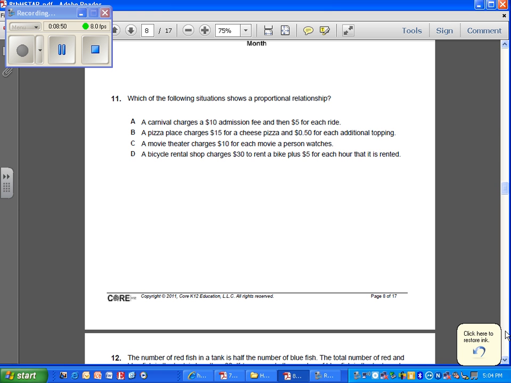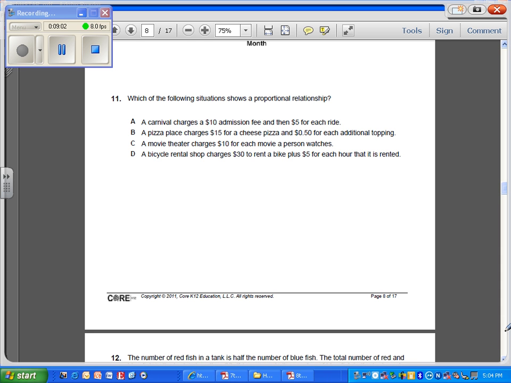Okay, number 11. Which of the following situations shows a proportional relationship? I remember it's going to be doing the same thing every time for a person. So for every person, I'm just multiplying by 10 every time. So C is my answer.